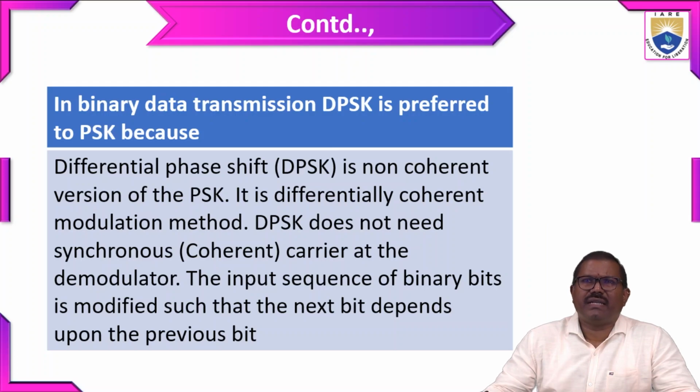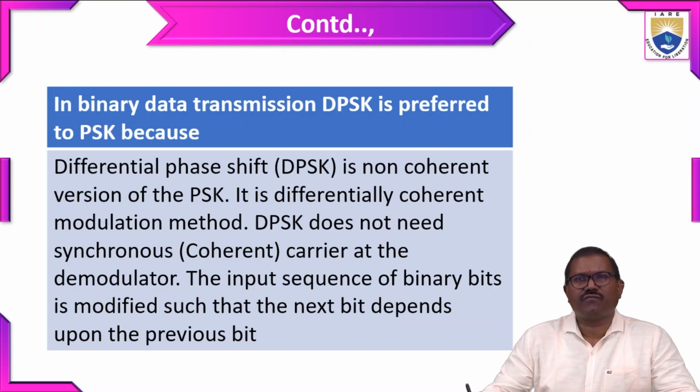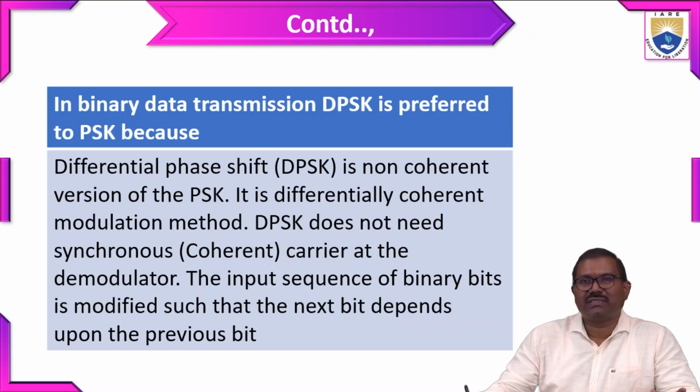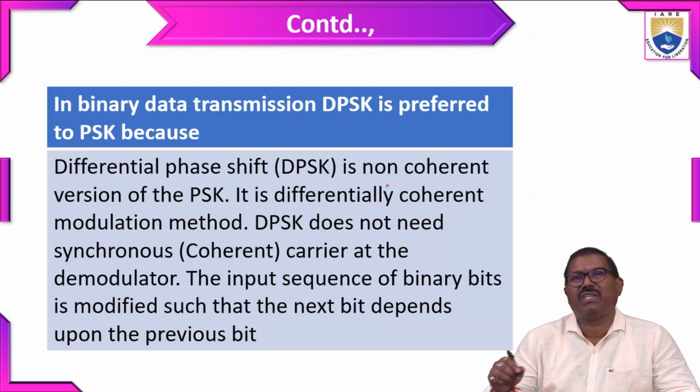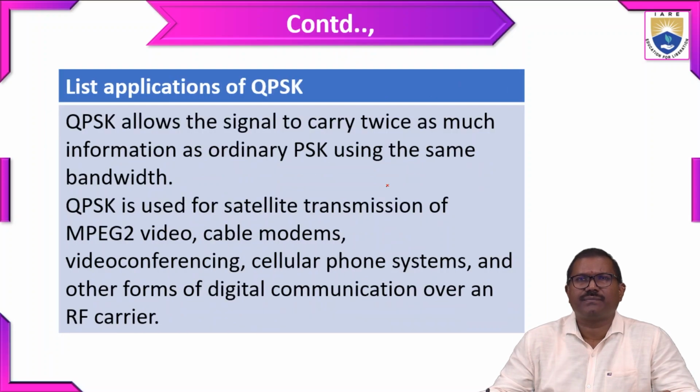In binary data transmission, DPSK is preferred to PSK. Why? Because DPSK is a non-coherent version of PSK. It is a differentially coherent modulation method. DPSK doesn't need a synchronous carrier at the demodulator. And another one is the input sequence of binary bits is modified such that the next bit depends upon the previous bit. So these are the features of DPSK compared to PSK. So that's why we are using it.